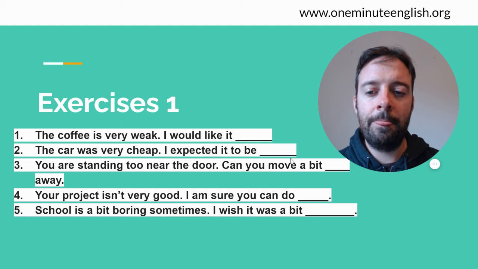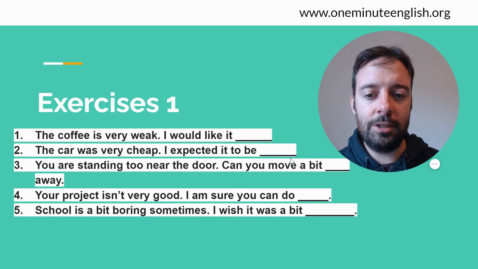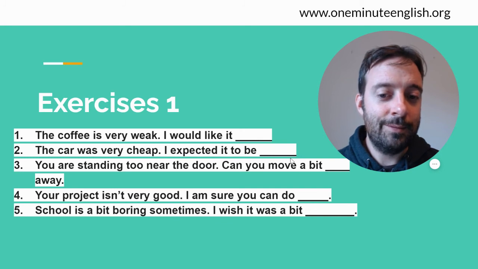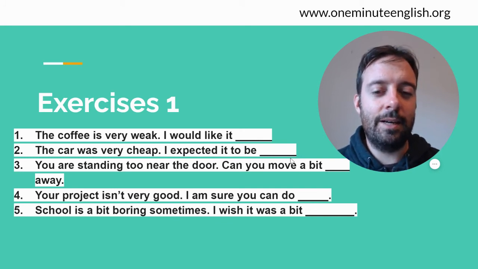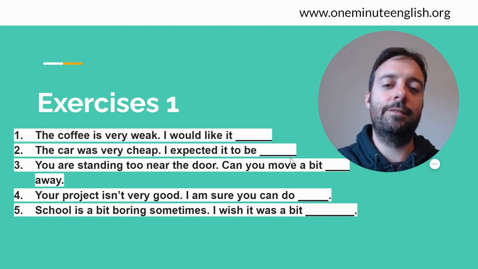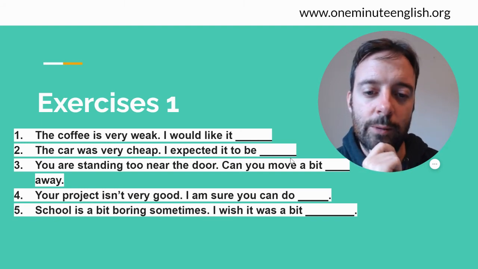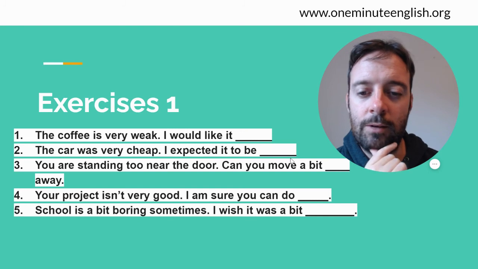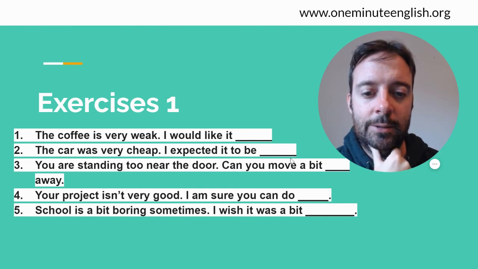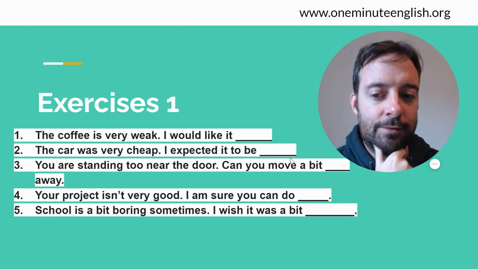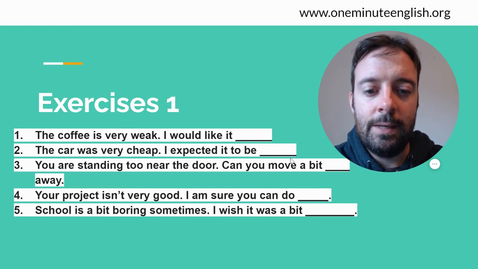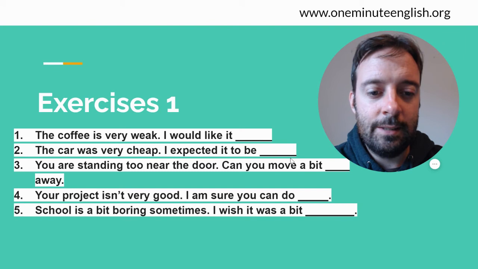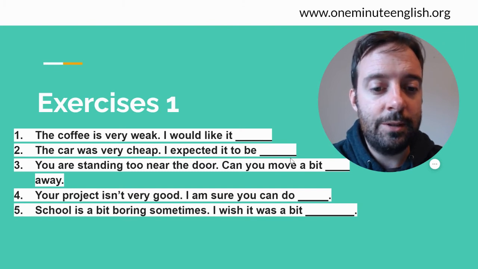Let's look at number two. The car was very cheap. I expected it to be... what's the opposite of cheap? Expensive. So expensive. That's three syllables, so we need to use more, right? I expected it to be more expensive. You are standing too near the door. Can you move a bit? This is an exception, this one.